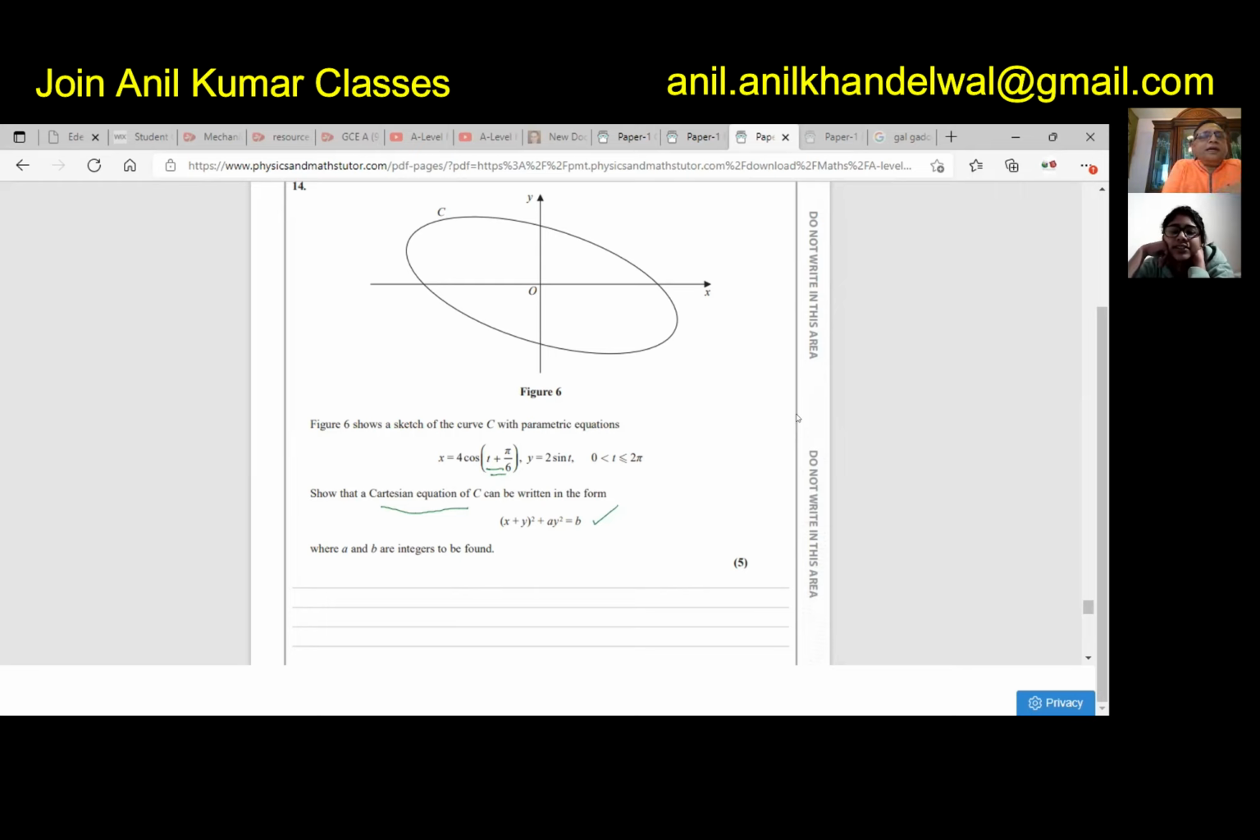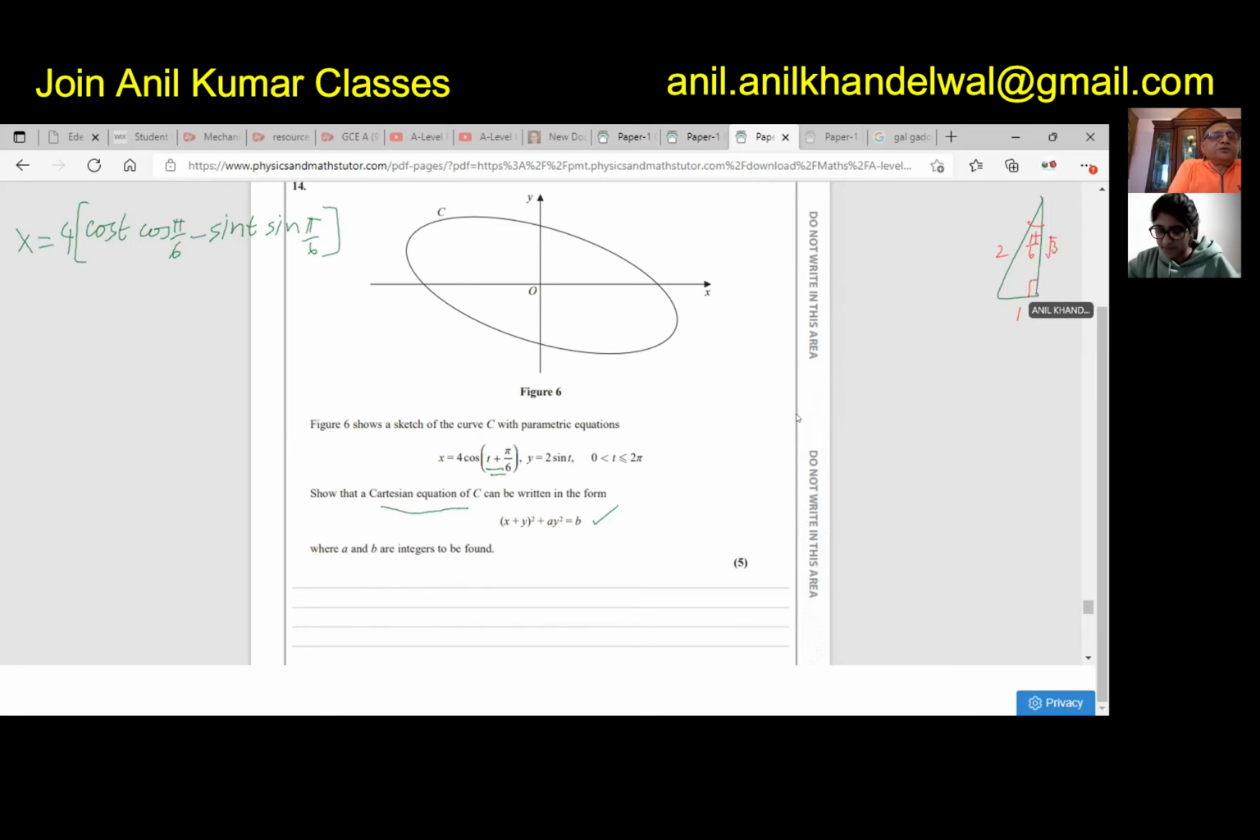So x is equal to 4 times cos (a plus b), which is cos a cos b minus sine a sine b. So cos t cos pi over 6 minus sine t sine pi over 6. Then you make your special triangle, right? For pi by 6 you are looking at this angle, and the sides are 1, 2 and square root 3.